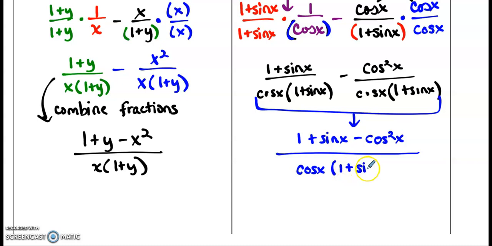All right, at this point, there's a couple of different things you could do. What I'm actually looking at is the fact that I have 1 plus sine of x. I could rearrange that, and I could say that this is sine of x plus 1. Why would I want to do that? Well, 1 minus cosine squared.